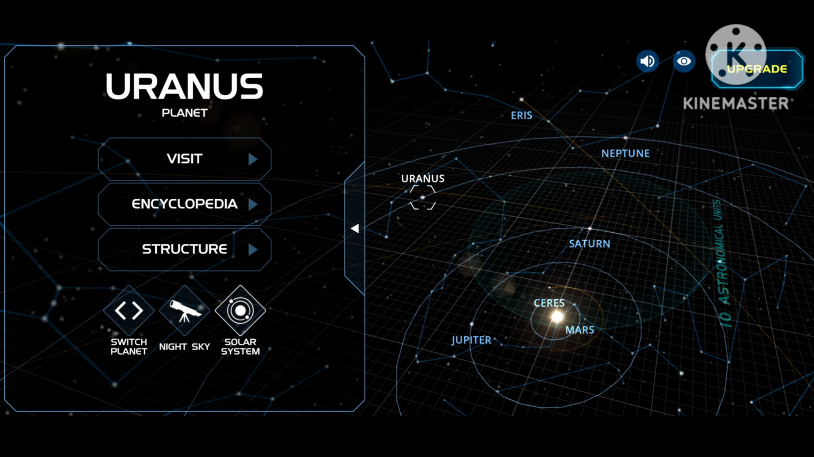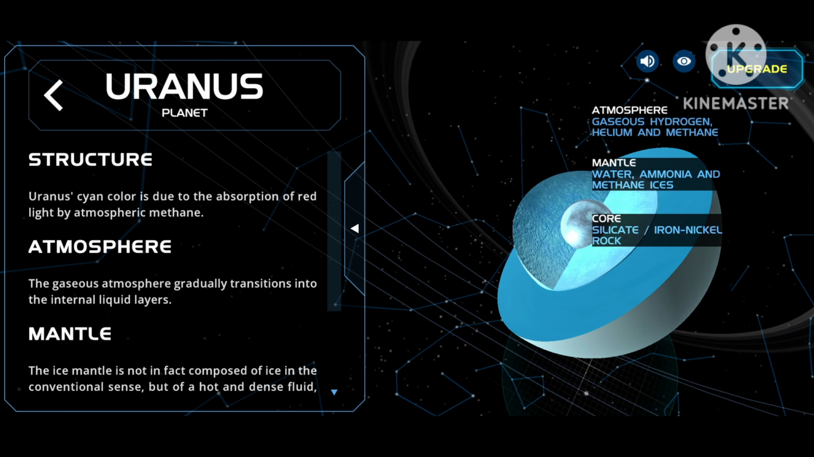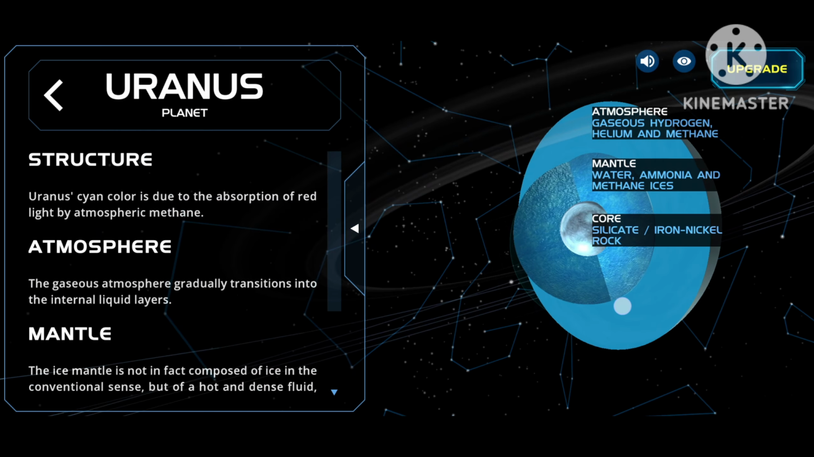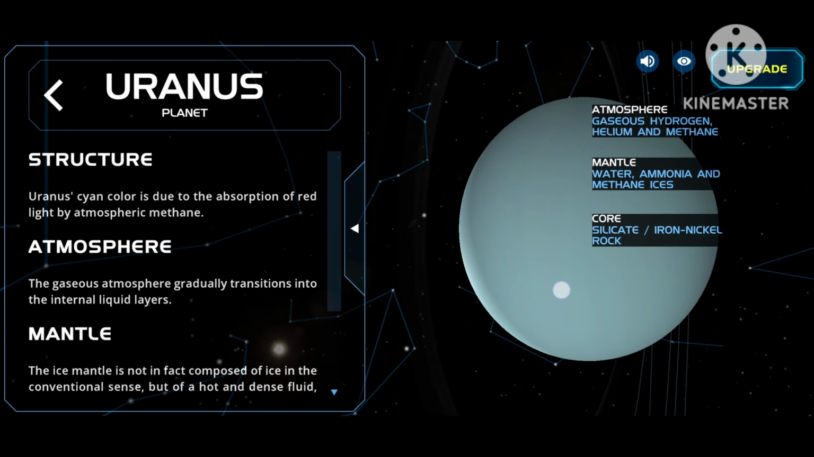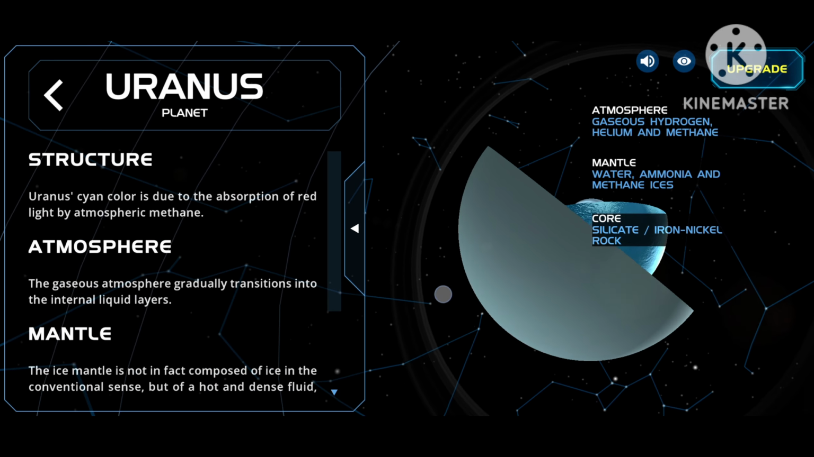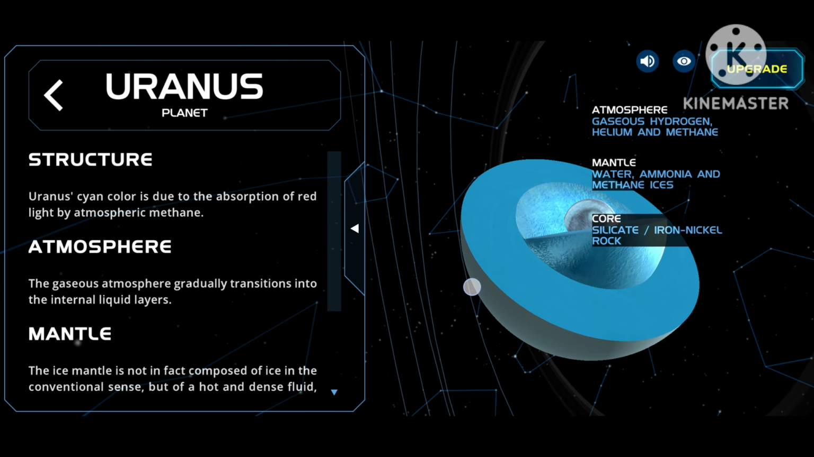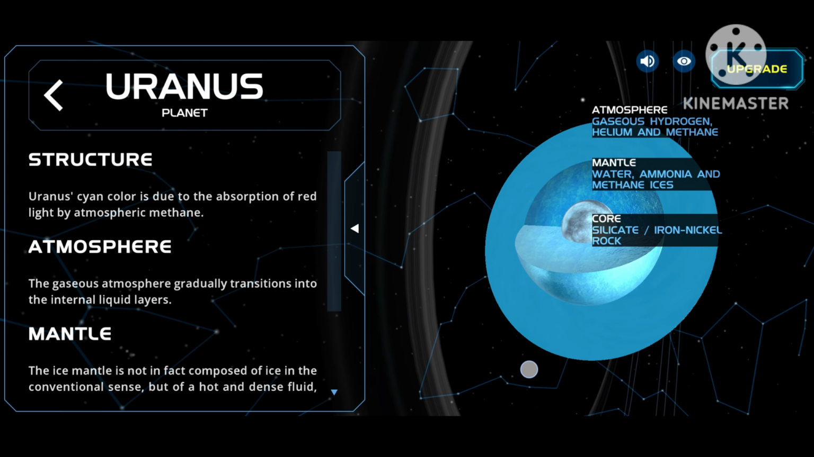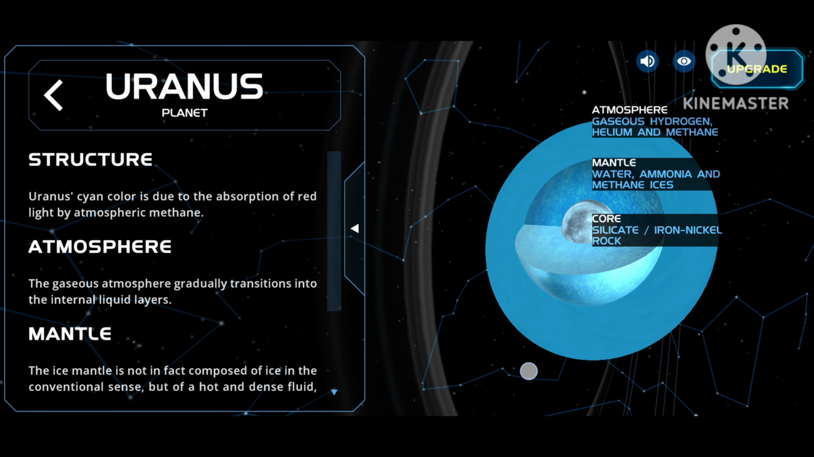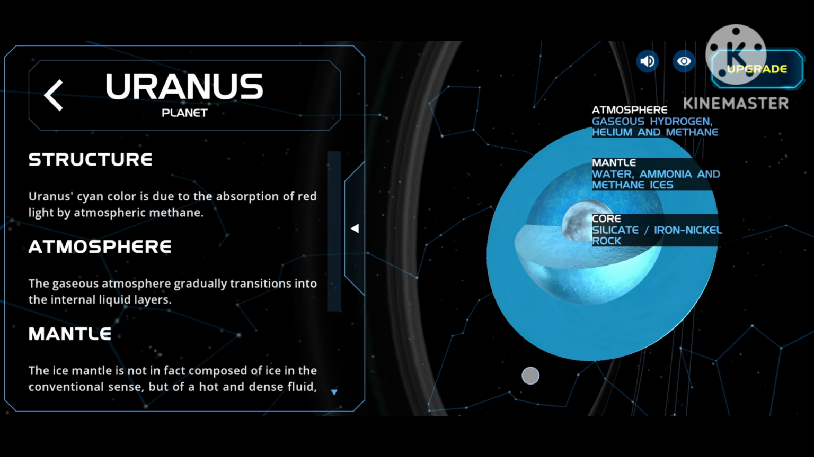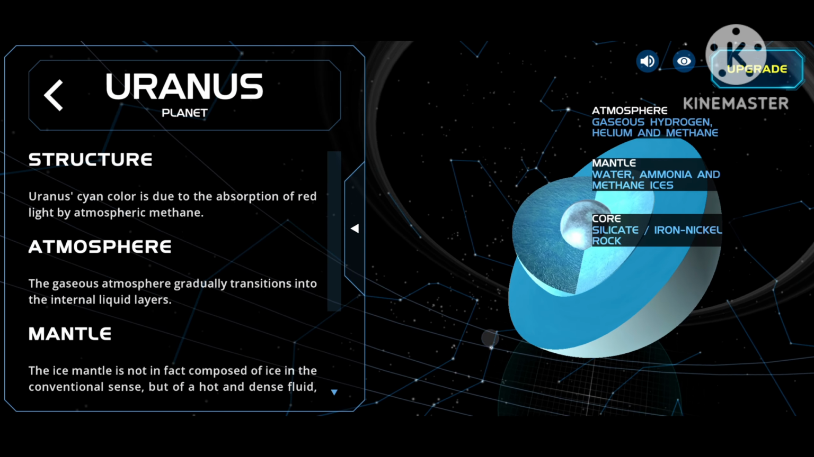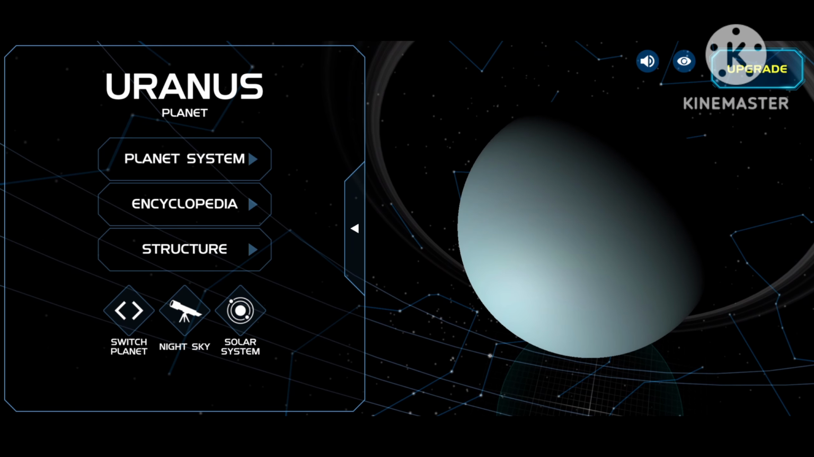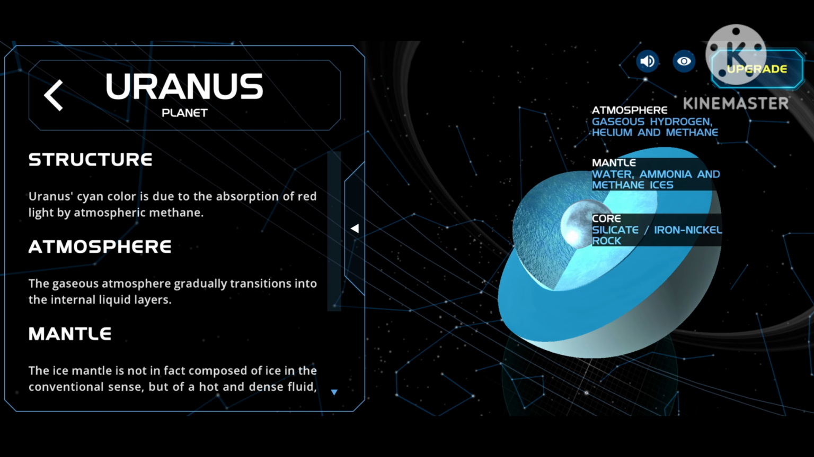So here we go. We talk about the structure. The atmosphere is made up of gaseous hydrogen, helium and methane. That is why it looks like this. It also has some rings in the outer atmosphere. The mantle is made up of water, ammonia and methane ices. And the core is made up of silicate, or we can say iron and nickel rock.